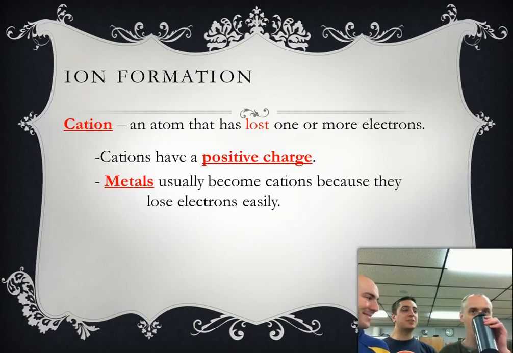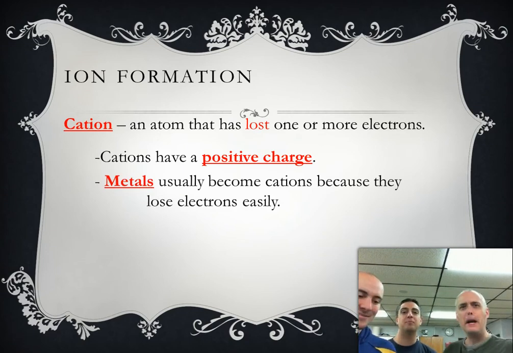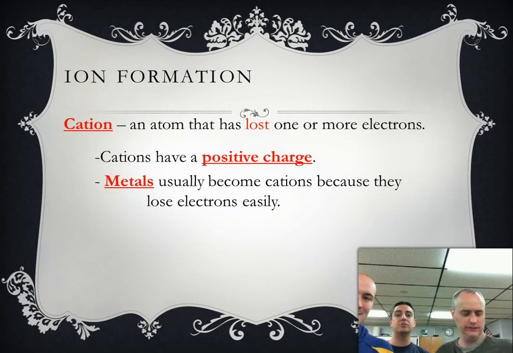So typically we say that metals are the ones that are going to become cations because they tend to lose electrons easily.